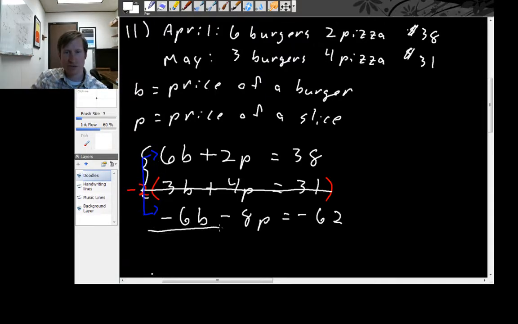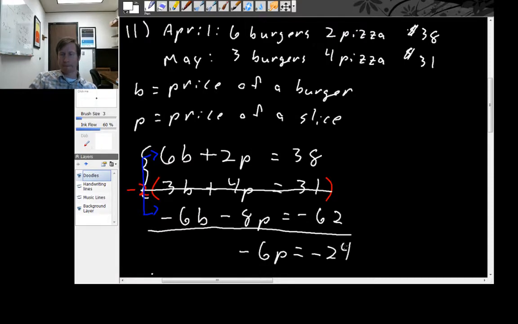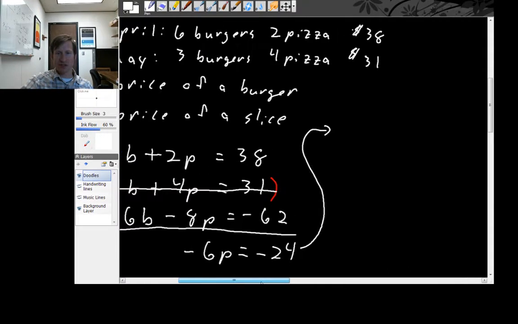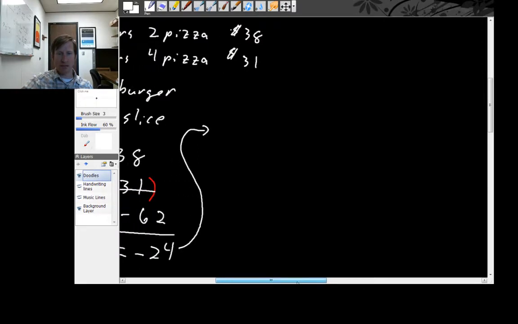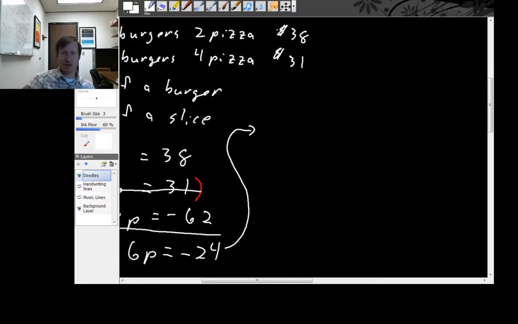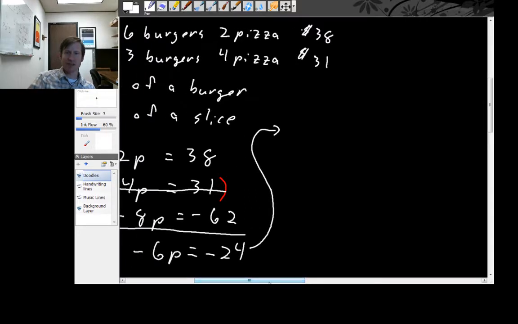All right, now we need to add these two equations together. The B's cancel, which is good. The whole point was that the B's cancel. 2P minus 8P, that's -6P, equals, and on the right-hand side, 38 minus 62, that's -24. All right, now we're almost done solving for P. We just need to divide both sides by -6.